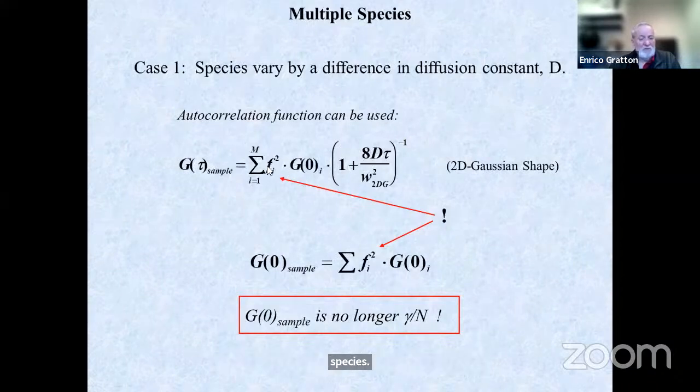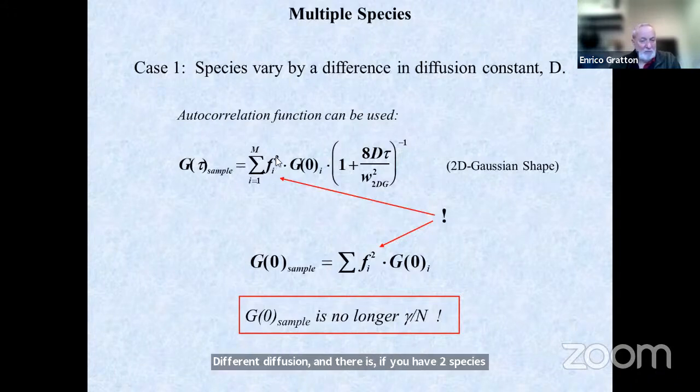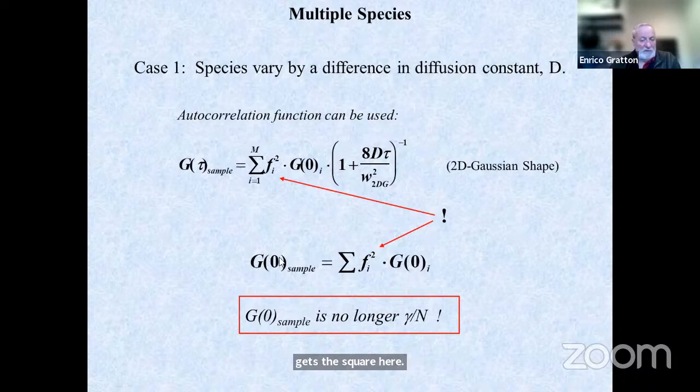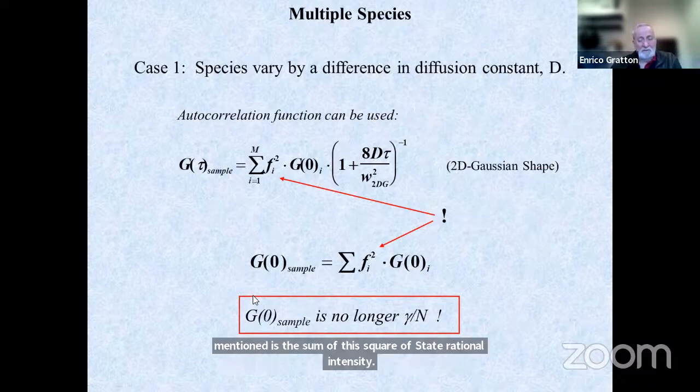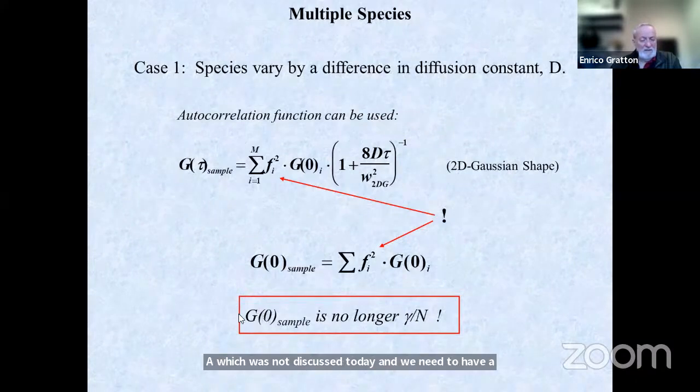And if you have two species of different fractional intensity, the fractional intensity gets squared here. So if that is the G0 of one species, the total correlation function you measure is the sum of the square of the fractional intensity, which was not discussed today. If you have a system with two components, G0 is no longer equal to 1 over n, because n is the fractional intensity of the two components. So you have to be very careful when you do this sort of analysis.